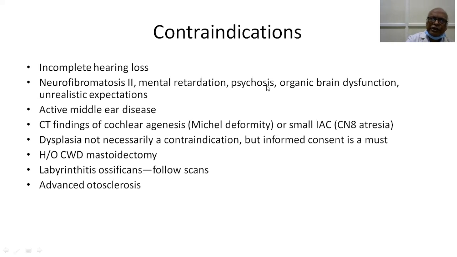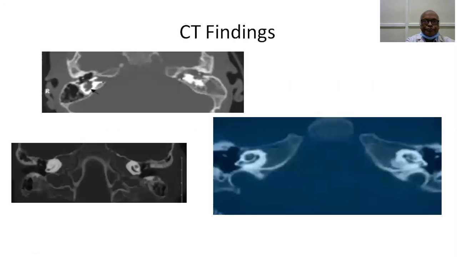And mental retardation, psychosis, and organic brain dysfunction, unrealistic expectations, cochlear implantation is of no use, and active middle ear disease. Michel deformity, total aplasia of the inner ear, or small internal auditory canal, atresia of the eighth nerve. Dysplasia is not a contraindication, especially this Mondini deformity, it can be done. And canal wall down mastoidectomy also is a relative contraindication. We can do it. And labyrinthitis ossificans, as I just mentioned, and advanced otosclerosis also, cochlear implantation should be done with a lot of care.